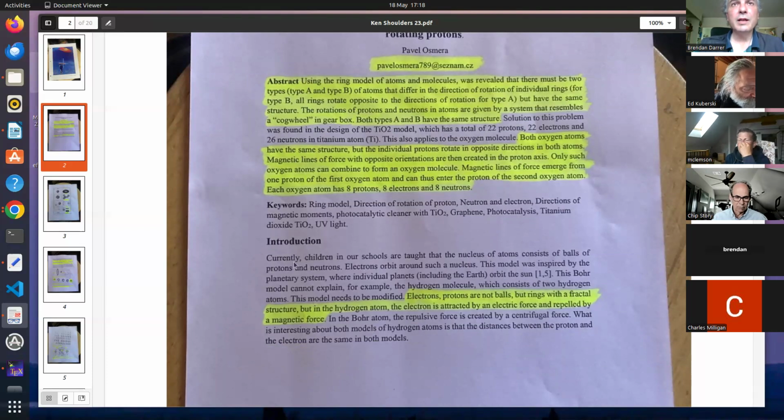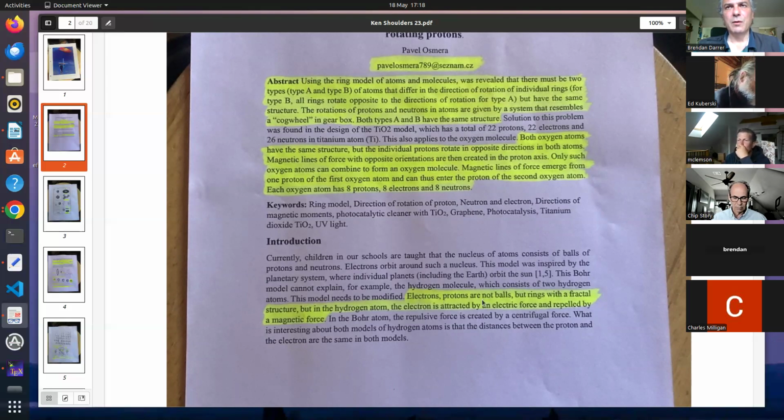Introduction. Currently, children in our schools are taught that the nucleus of atoms consists of balls of protons and neutrons. Electrons orbit around such a nucleus. This model was inspired by the planetary system, where individual planets, including the Earth, orbit the Sun. This Bohr model cannot explain, for example, the hydrogen molecule, which consists of two hydrogen atoms. This model needs to be modified.